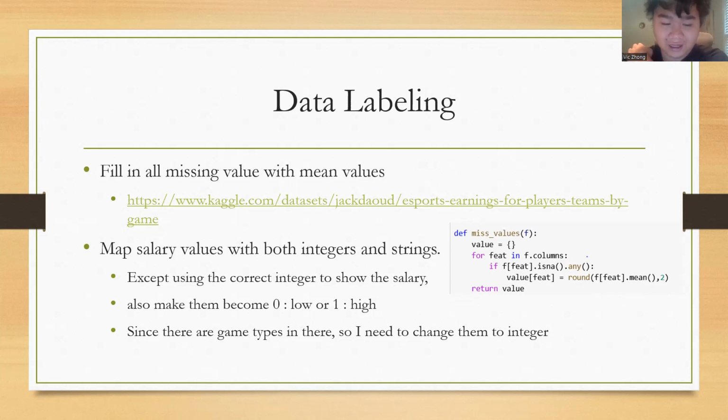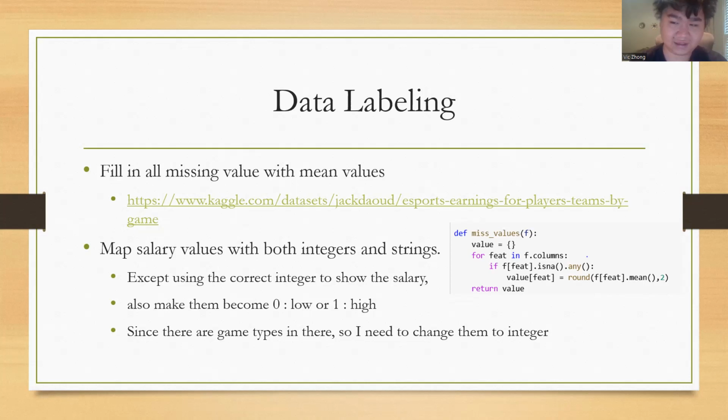And for high salary and low salary, I used 50,000. If a player earned more than 50,000 per year, he has a high salary. If he did not, he has a low salary. For low salary, I use 0, and for high salary, I use 1. Also for male and female, 0 means male, 1 means female.